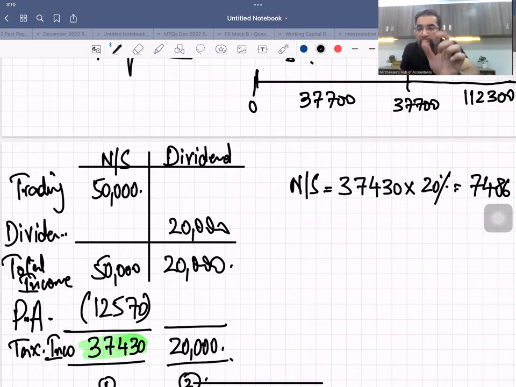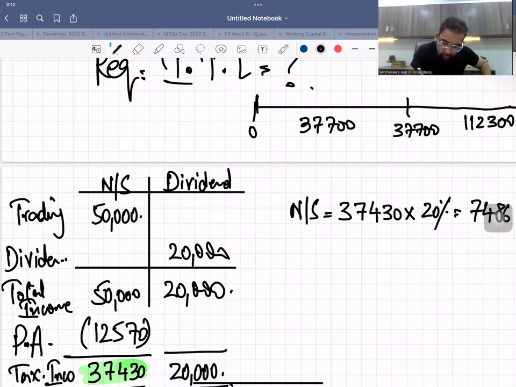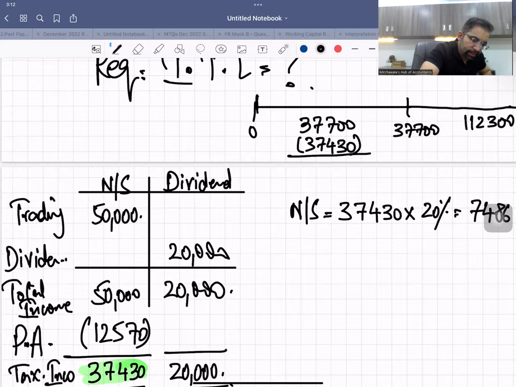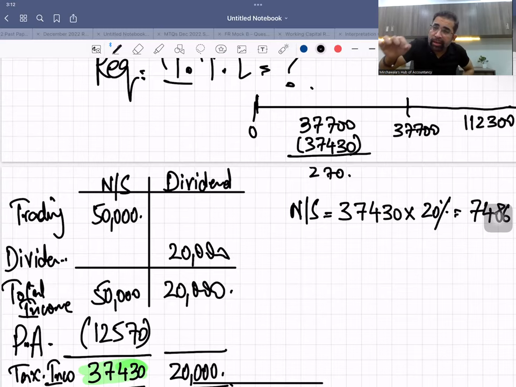Now use your common sense. The official capacity of the first band is 37,700, and you used 37,430 here. So 37,700 less 37,430, you still have 270 left in this band. Open your eyes and open your ears. This remaining capacity will be used for dividend income. Non-saving income has consumed 37,430 of the first band, so the remaining 270 of the first band will be used by dividend income.